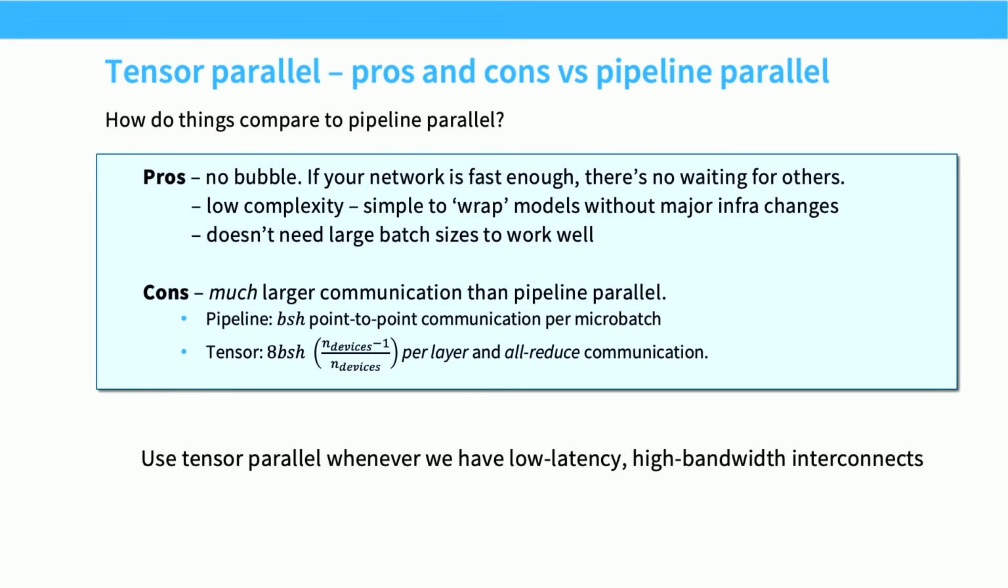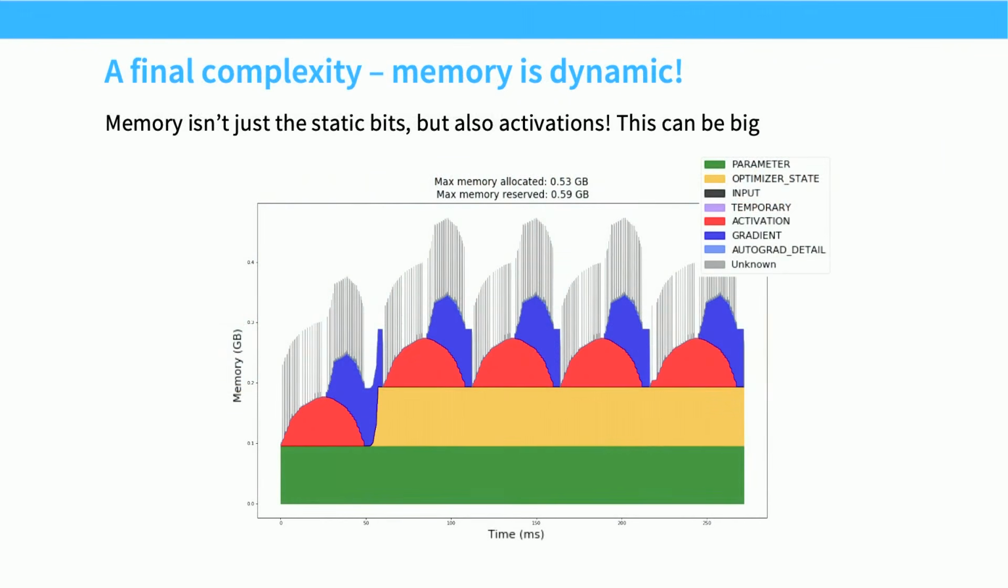But the con is that the communication is much larger. It used to be that you were doing B times S times H point-to-point communication. Now instead, I'm going to be doing something like 8 times B times S times H times roughly 1 all-reduce communication, right? So this is not even just point-to-point. This is all-to-all communication that needs to happen. So tensor parallel is great whenever we have high-speed interconnects. Every other time, we probably want to be using pipeline parallel. Okay.